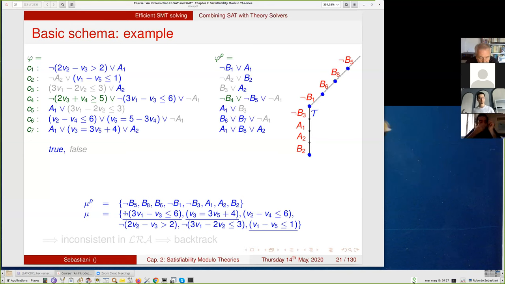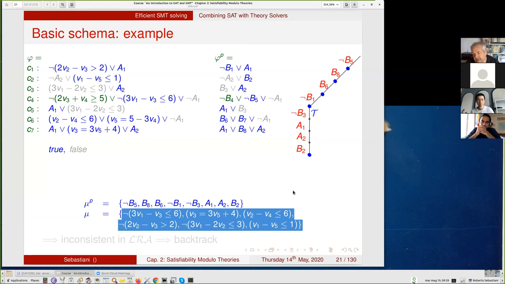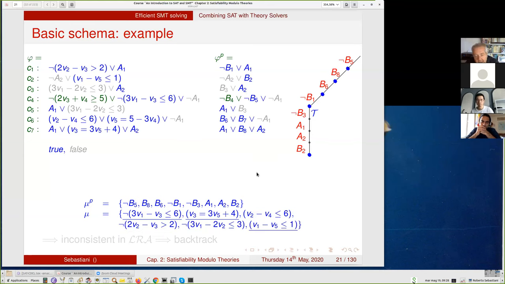Notice that the theory solver will handle negation by just rewriting the atom. So for instance, not (V1 minus V3 smaller or equal than 6) will be rewritten as V1 minus V3 strictly greater than 6. Notice that in linear arithmetic you also have these operators: the opposite of smaller or equal is strictly greater than, the opposite of strictly smaller is greater or equal, and so on and so forth. We can handle this, for instance, by the simplex algorithm, and the simplex algorithm tells us, in this case, that this is not satisfiable.